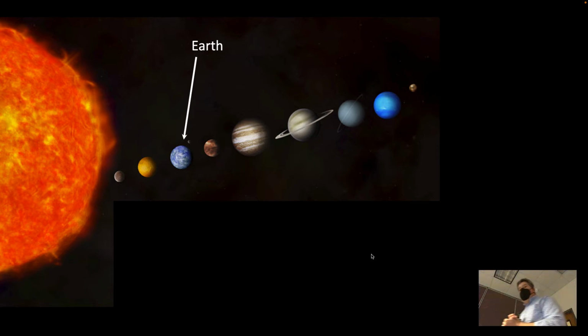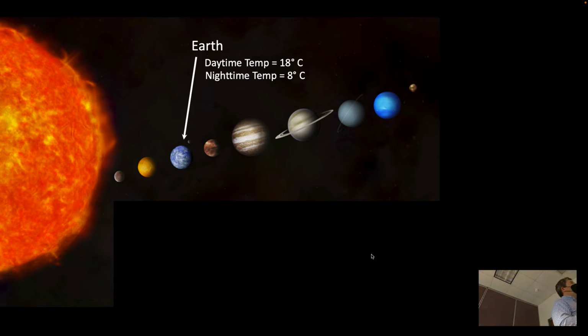So just to understand how the greenhouse effect really does help, here we have the Earth, the third closest to the sun, and we have a really nice climate on Earth here. We can tolerate pretty much any place on Earth except maybe Antarctica or the Arctic Circle. Our average daytime temperature is 18 degrees Celsius, so about 60 degrees Fahrenheit if you average the entire globe. And our nighttime temperature is about 8 degrees Celsius. Okay, so we see a 10 degrees Celsius or 18 degree Fahrenheit swing between night and day. So nighttime is somewhat tolerable.